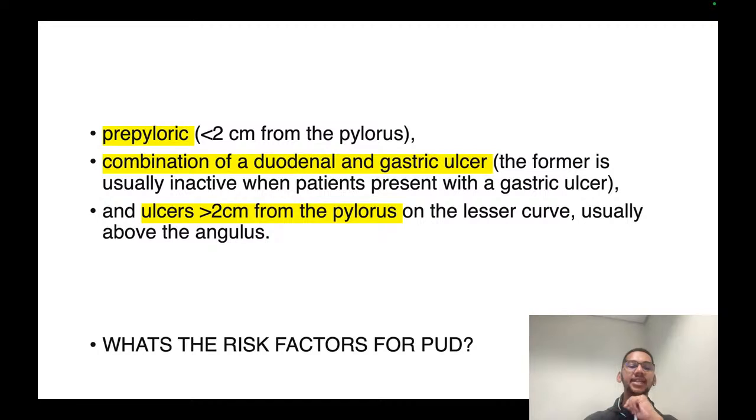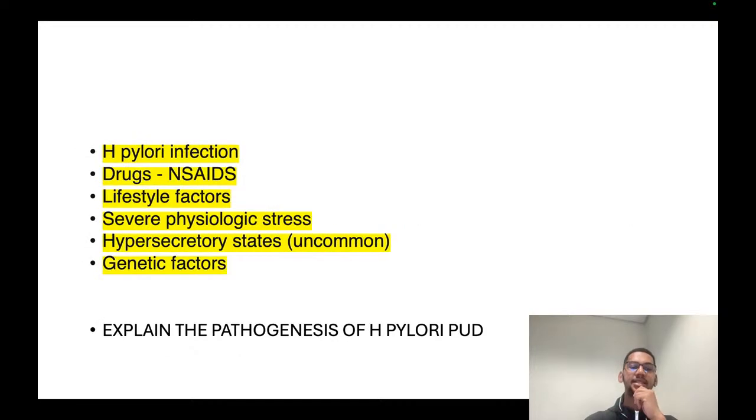So, what are the risk factors for peptic ulcer disease? The risk factors again are H. pylori infection, NSAIDs, lifestyle factors, stress, smoking, alcohol, severe physiological stress, hypersecretory states, which are very uncommon, as well as genetic factors.